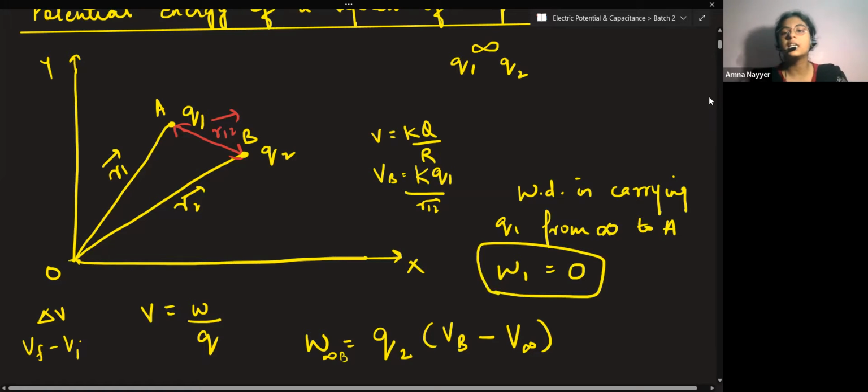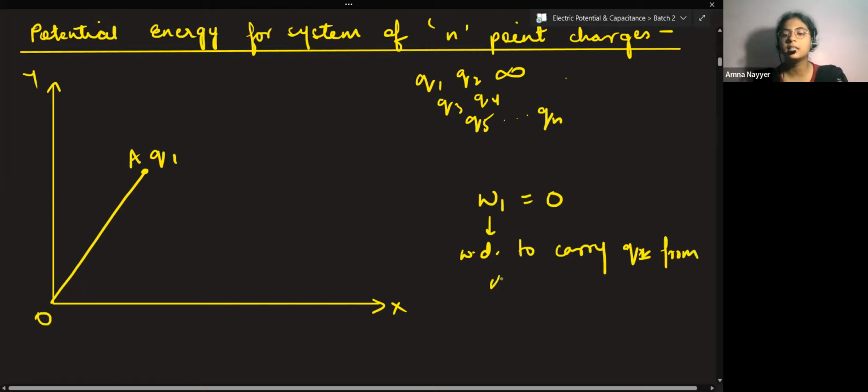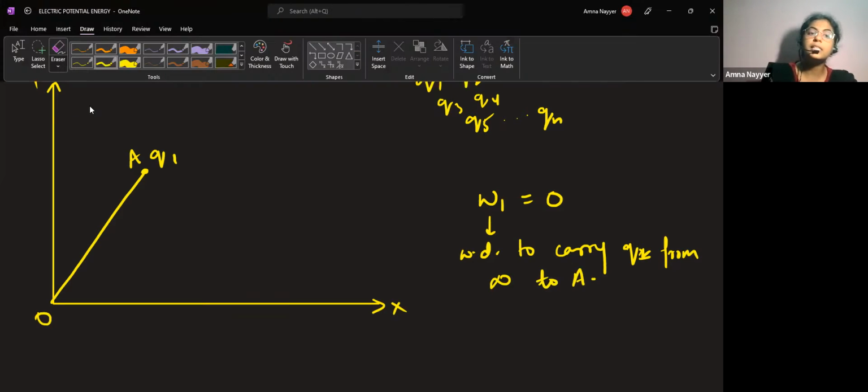So work done in bringing, again we are writing the same case, Q1 has been brought. So work done in bringing Q1 will be 0. This is the work done to carry Q1 from infinity to a point. So work done in carrying Q1 from infinity will be 0.